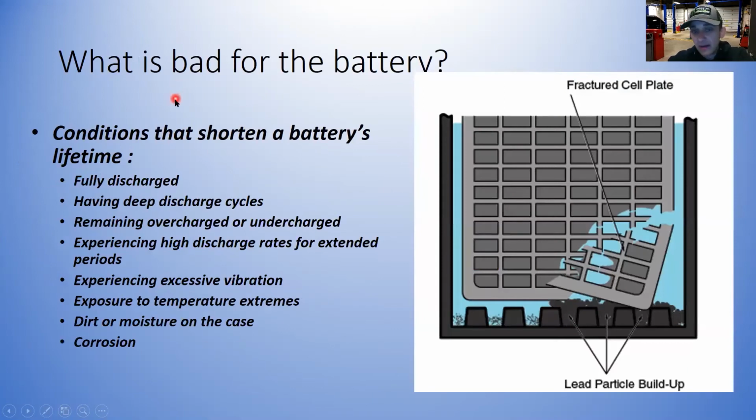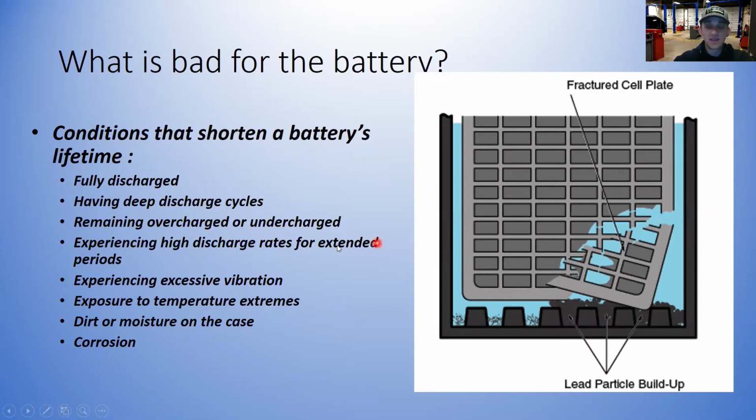What's bad for the battery? Well, other than temperature, because temperature is really bad for batteries one way or the other. Fully discharging the batteries is tough on them. Having deep discharge cycles. A starting battery that's not designed as a deep cycle battery does not like to be discharged and then charged and discharged and then charged. That's hard on them. Remaining at overcharge or undercharge. So if you have a charging system fault where it's not charging the battery enough, it's going to weaken the battery.